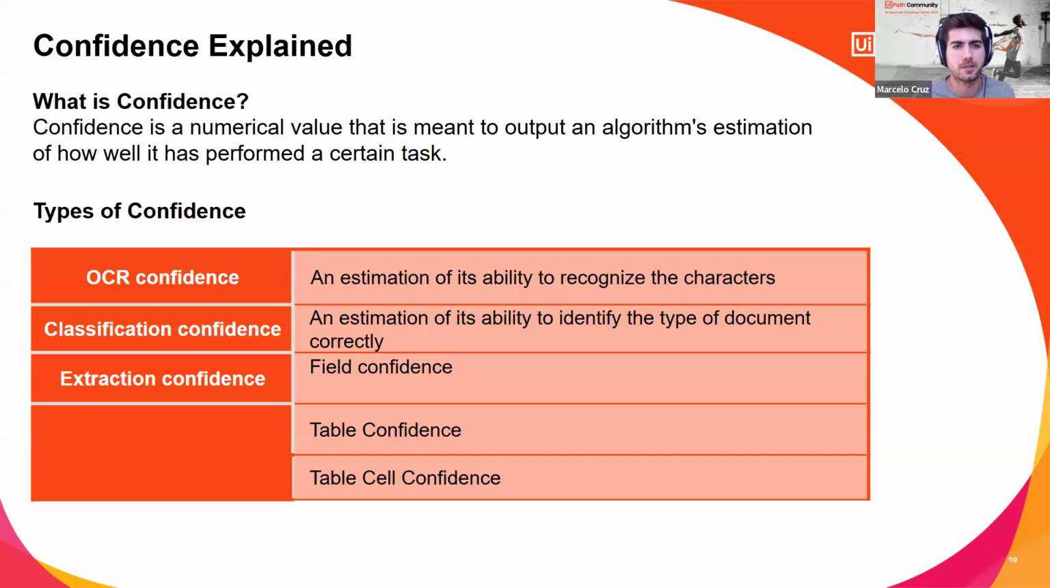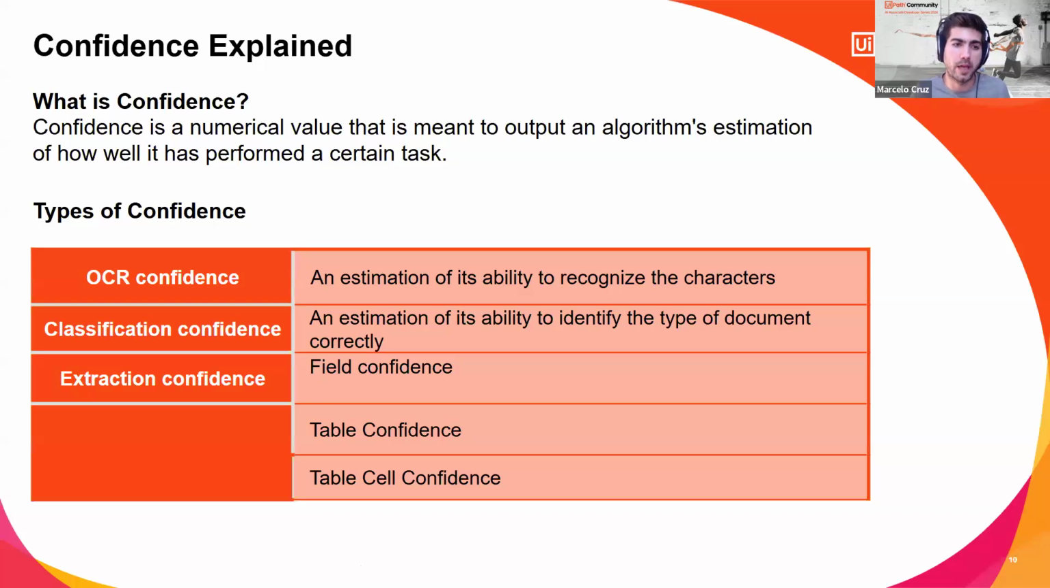So we have seen on the extractors and classifiers that we have the confidence thing. This is basically a numerical value that goes from 0 to 100 that basically means, as it says here, the algorithm's estimation of how well it performed a certain task. So in this case, how confident it is that the given extraction is the right one.